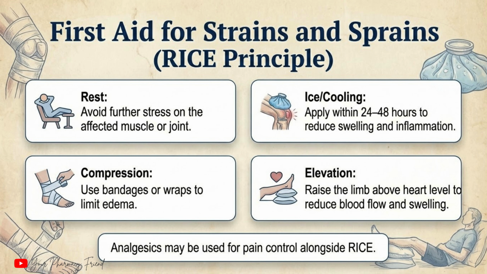Finally, for acute strains and sprains, first aid follows the RICE principle. Rest the affected limb to prevent further injury. Apply ice or cooling within the first 24 to 48 hours to reduce swelling and limit tissue damage. Compression using elastic bandages helps control edema, and elevation above heart level reduces blood flow and swelling. Analgesics may be used to manage pain. Early intervention promotes recovery and minimizes long-term functional impairment.